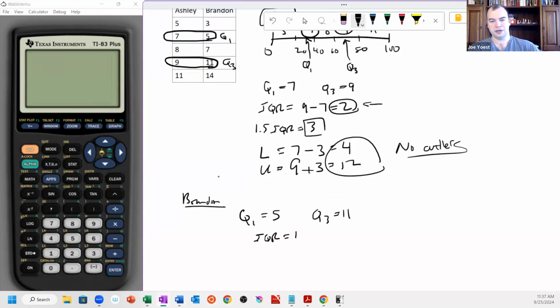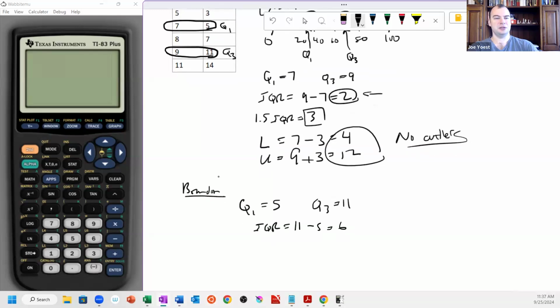Brandon's IQR is 11 minus 5, or 6 returns per day. That's his measure of variation. In this case, it's 3 times as large as Ashley's IQR. One and a half IQR is 1.5 times 6, which is 9.